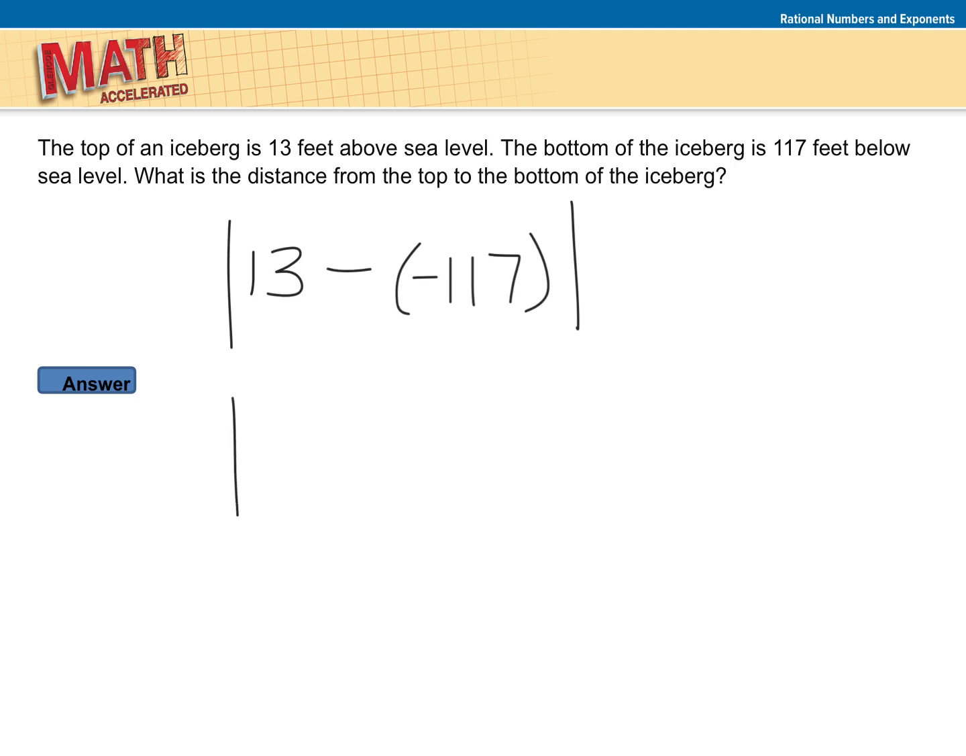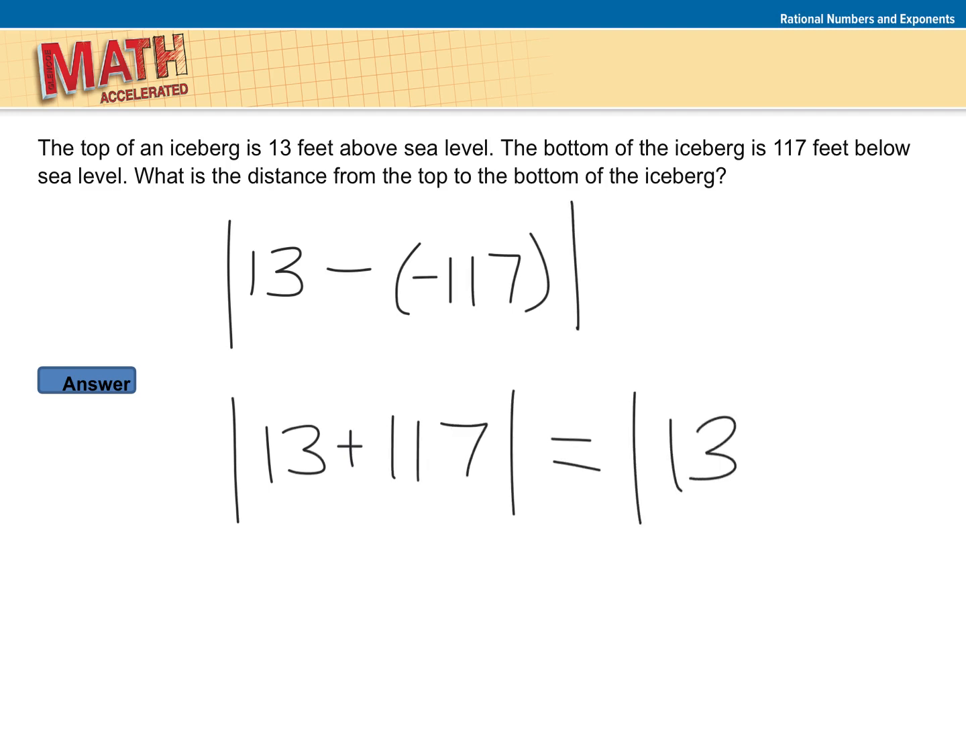So what does this equation turn into? 13 plus 117. Yep, what is 13 plus 117? 130. What's the absolute value of 130? 130. Nice.